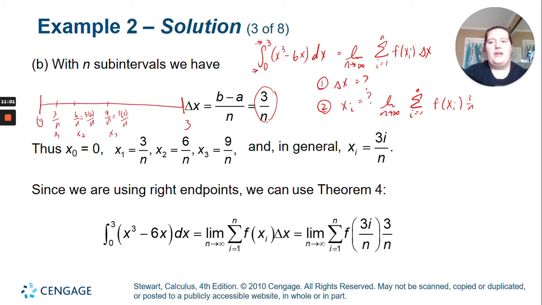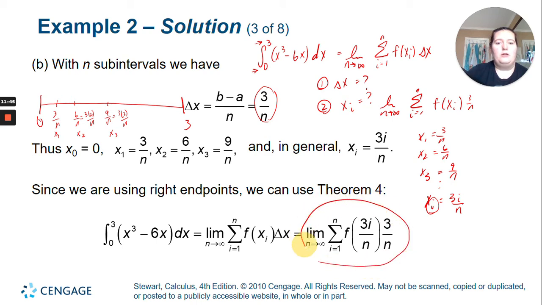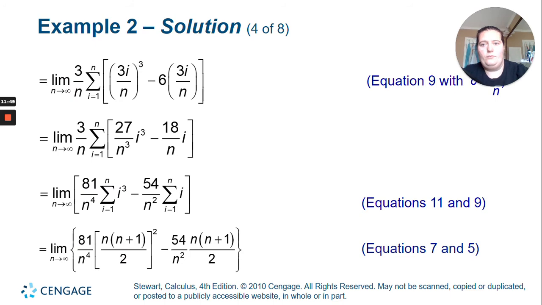Right, if I'm trying to figure out a formula for xi, I know that x1 was 3 over n, x2 was 6 over n, x3 was 9 over n. I need a generic formula for x sub i. Well, I think the pattern that we're seeing here is whatever this subscript is times 3 divided by n. So 3i over n. So that's going to be my x sub i. The x sub i is coming from the general formula for your x's, those right endpoints. So we'll plug this in, which means we need to figure out this. Okay? So let's do that.